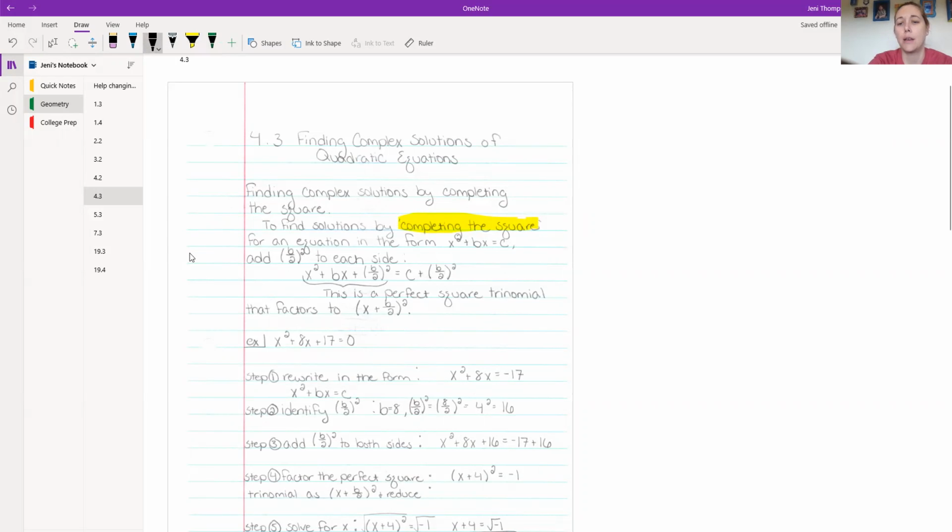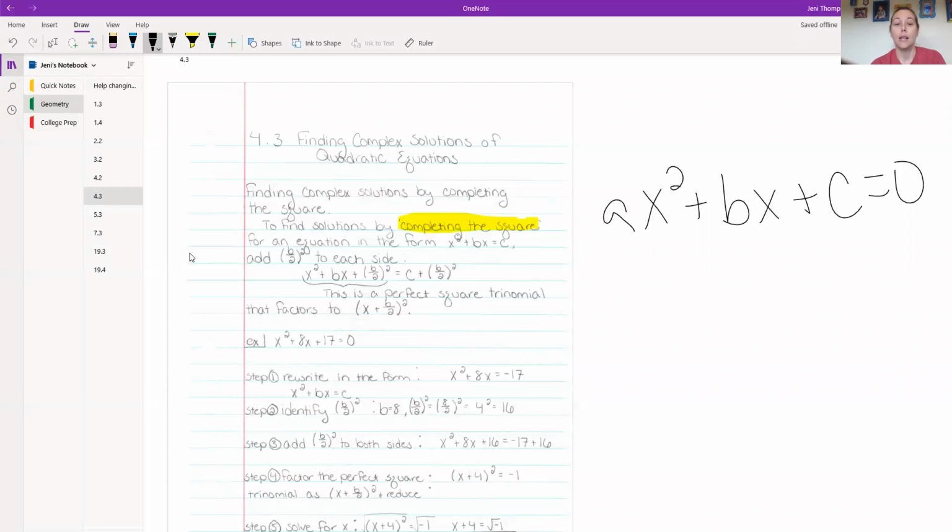Typically you see a quadratic equation like ax squared plus bx plus c equals 0. In this, we're going to subtract that c from both sides, and we're going to have c on the right side of the equal sign. So here's the form: x squared plus bx equals c.